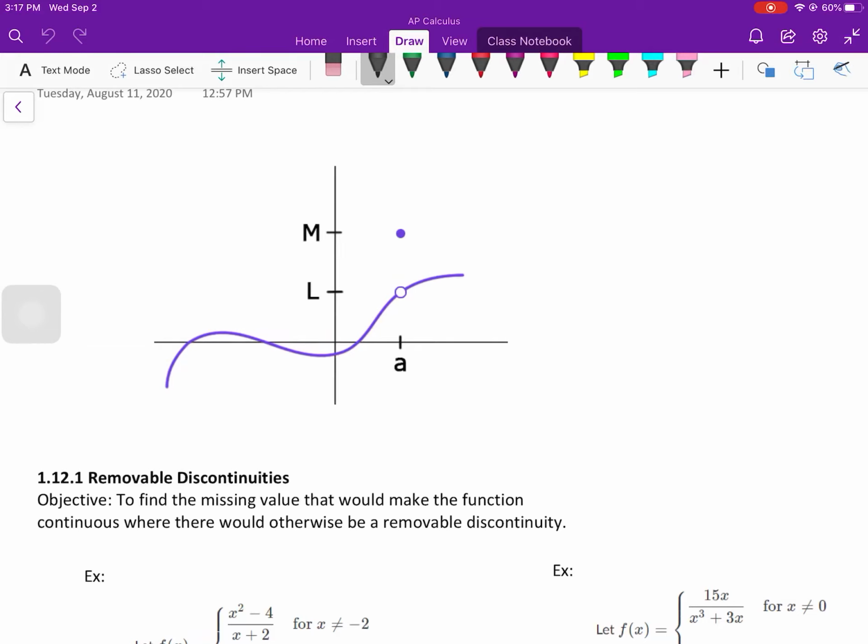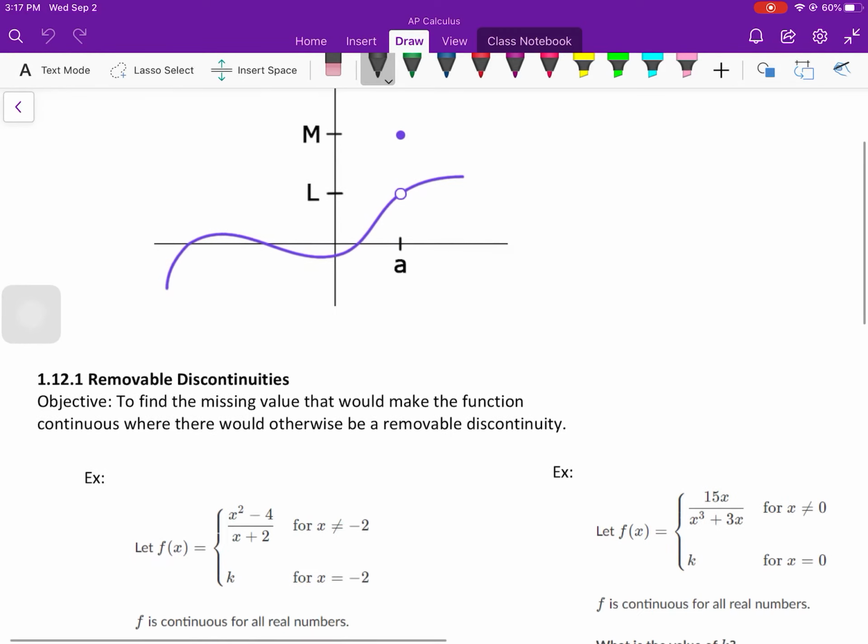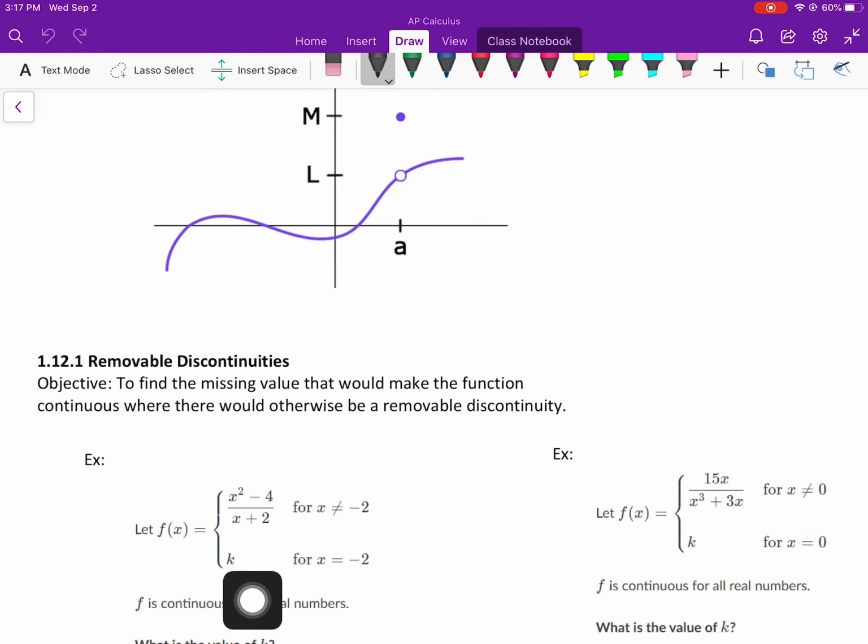This is one of my favorite assignments, removable discontinuities, which is my favorite kind of discontinuity. Yes, you should all have your own favorite discontinuity. Mine is removable. So the goal here is to figure out what value of k, and this always pops up on the AP, will take what would be a removable discontinuity and fill it in.